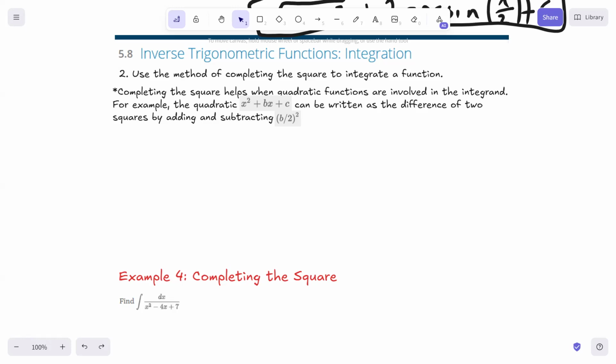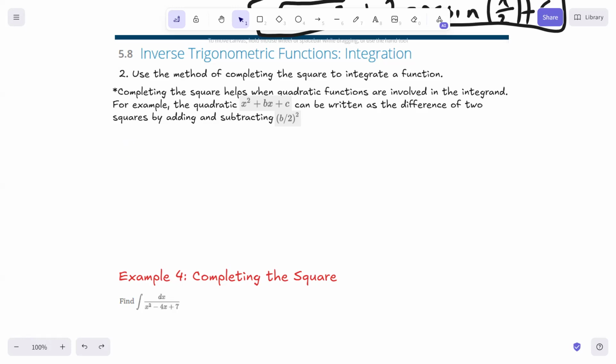So if we have the quadratic, the general form x squared plus bx plus c, we can rewrite it as a difference of two squares. And that's important and helpful because in some of the inverse trig integration formulas, you have a difference of squares. So we can do that by adding and subtracting b over 2 squared like this.